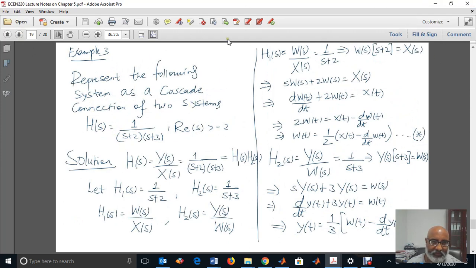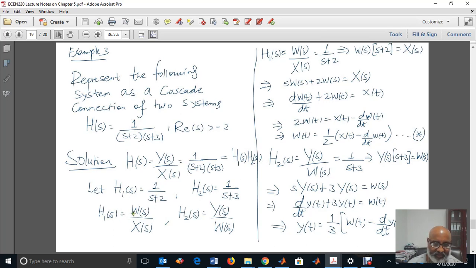Represent the following system as a cascade connection of two systems. So we have the transfer function. From the transfer function, we will find the block diagram representation, in the form of cascade systems. So I break this into two systems again. The first system is H1(s), the second system H2(s). So H(s), Y(s) over X(s), 1 over (s plus 2)(s plus 3), is equal to H1(s) times H2(s). What is H1(s)? Let's say H1(s) is 1 over s plus 2.